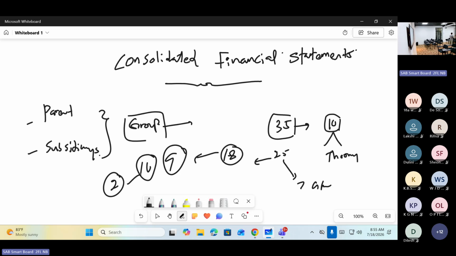Write the note: goodwill can be calculated by using two methods.